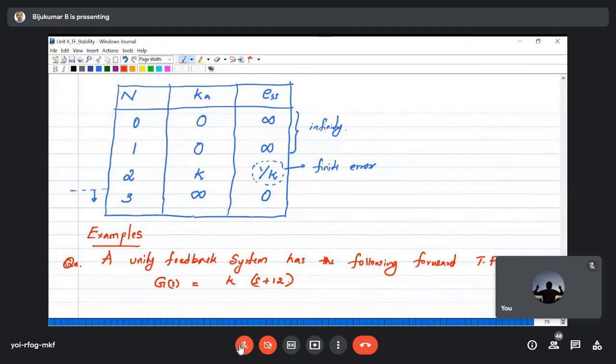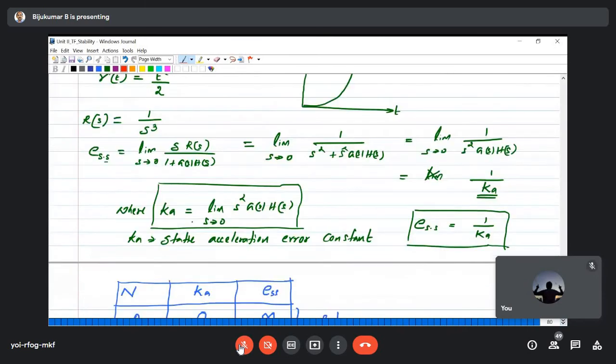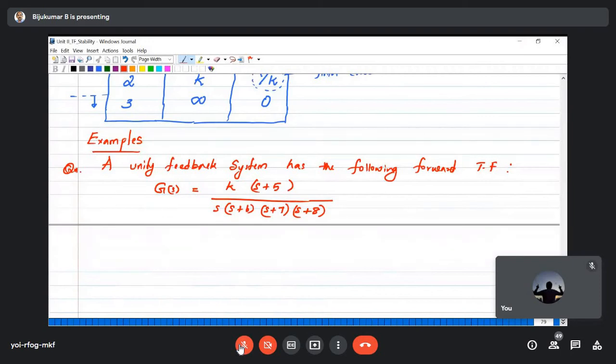s plus 6, s plus 7 and s plus 8. Okay, you have to find the value of K, in this case the system gain, right?